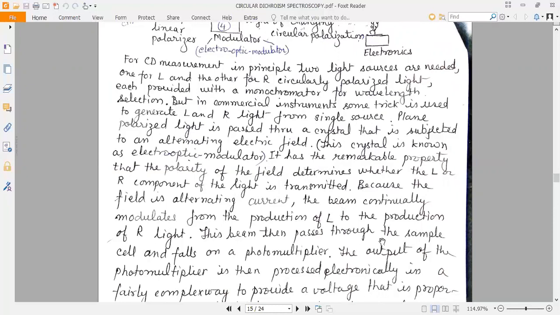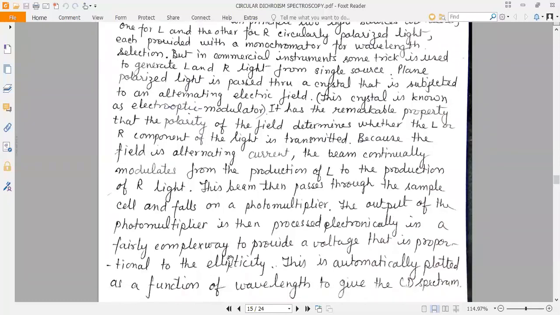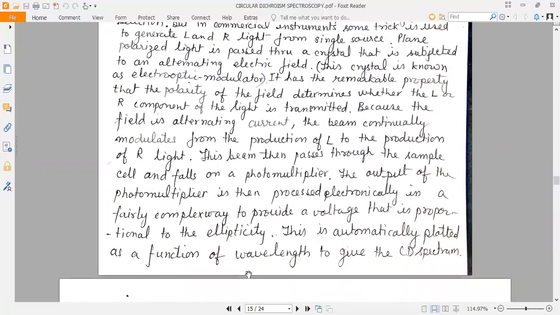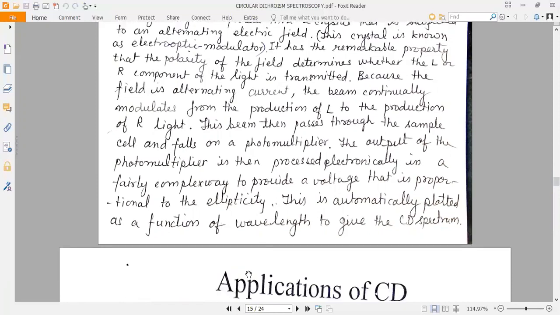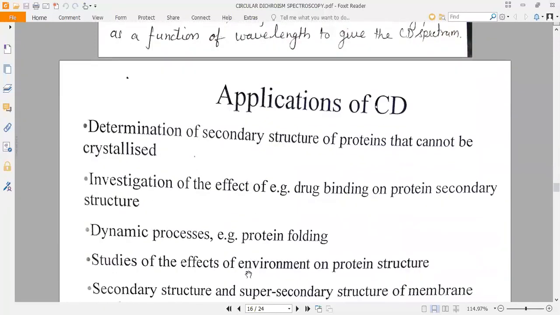This beam then passes through sample cell and falls on a photomultiplier tube. The output of the photomultiplier is then processed electronically in a fairly complex way to provide a voltage that is proportional to the ellipticity. This is automatically plotted as a function of wavelength to give the CD spectrum.